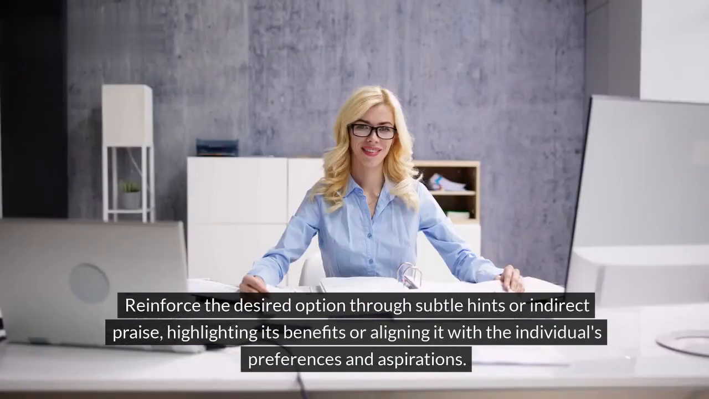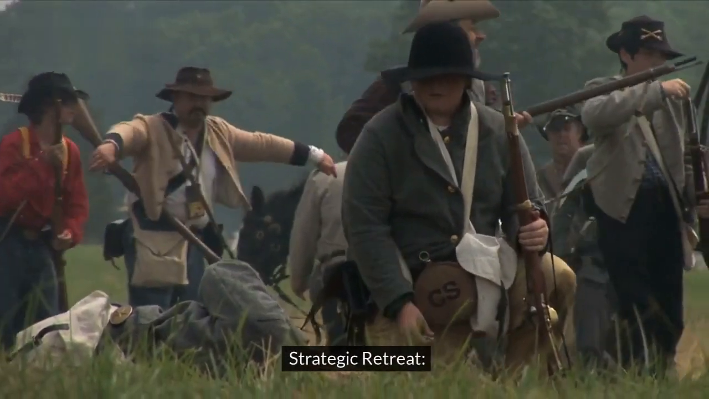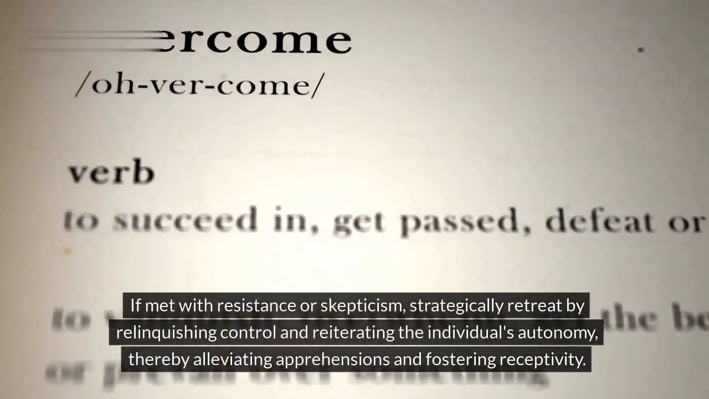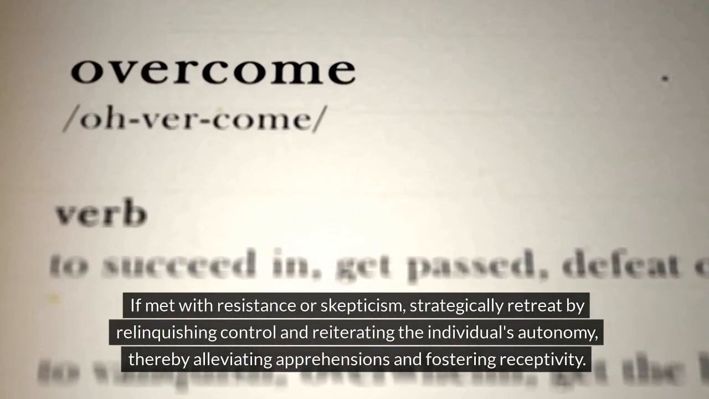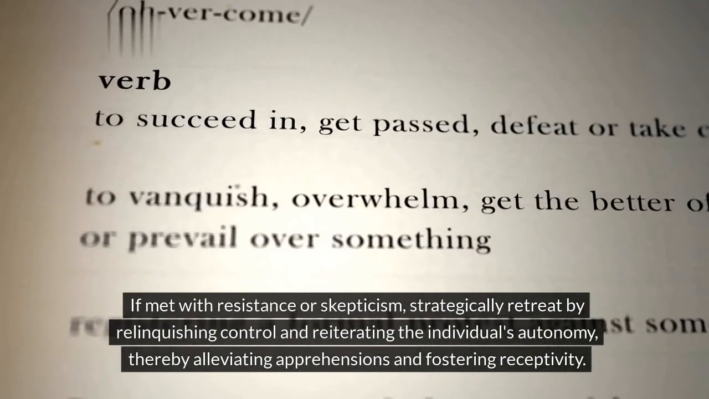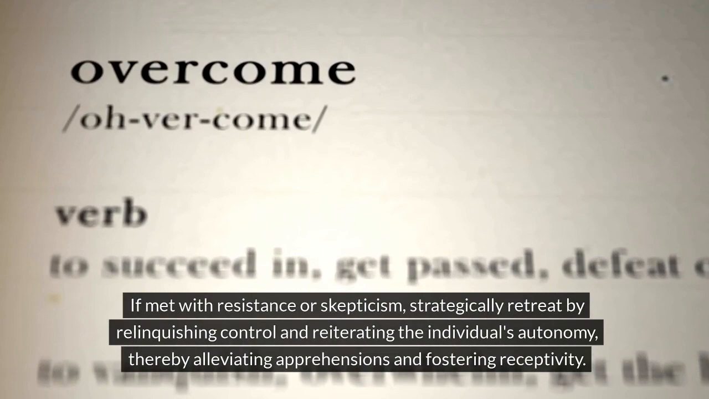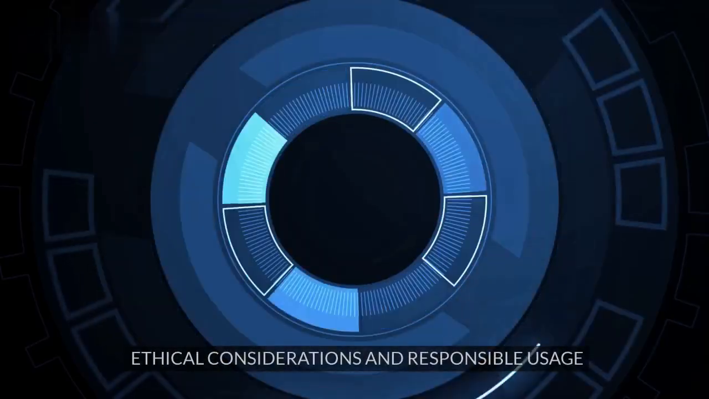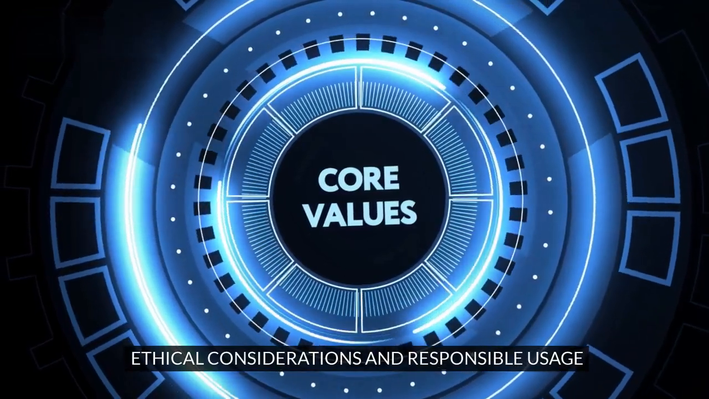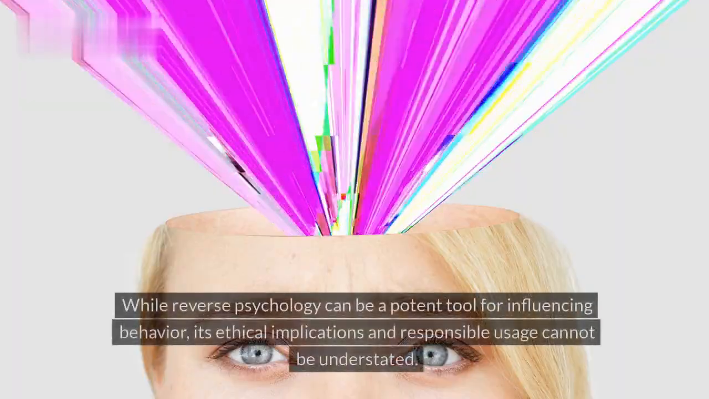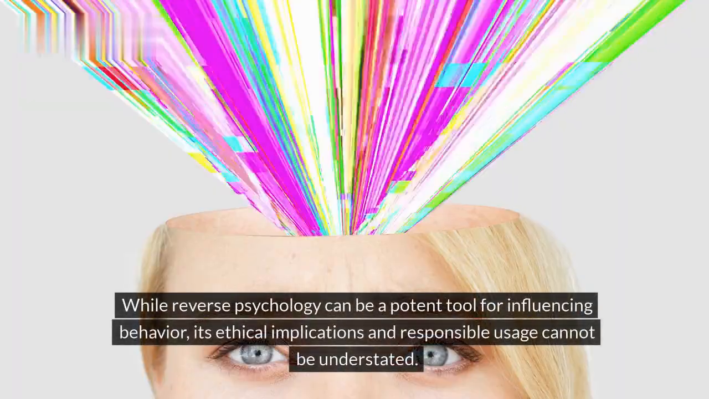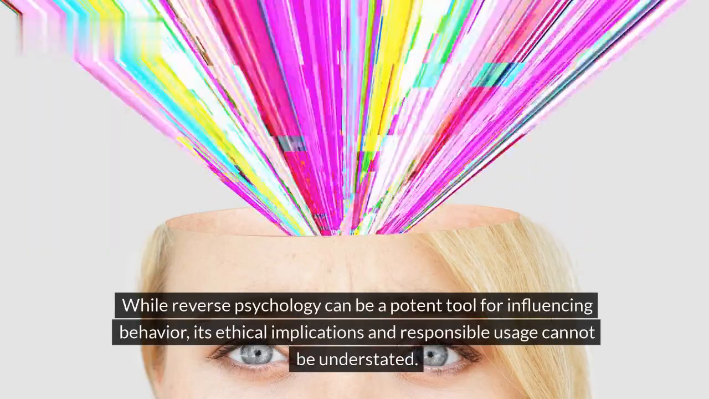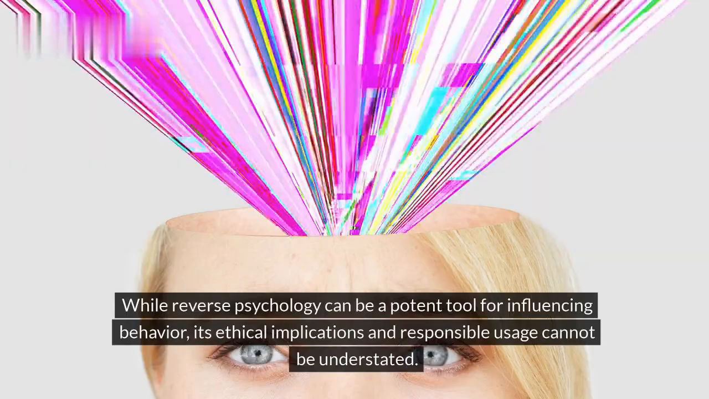and aspirations. Strategic retreat. If met with resistance or skepticism, strategically retreat by relinquishing control and reiterating the individual's autonomy, thereby alleviating apprehensions and fostering receptivity. Ethical considerations and responsible usage. While reverse psychology can be a potent tool for influencing behavior, its ethical implications and responsible usage cannot be understated.